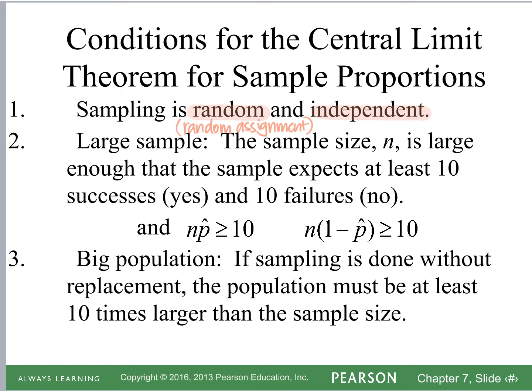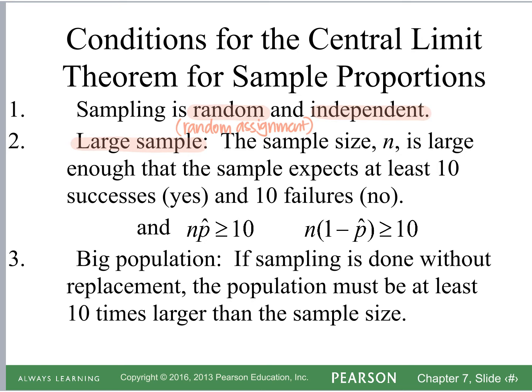Okay, and the second one, large sample size, right? These come from the gold standard as well. Previously we were thinking that, okay, it has to be large, but we didn't have an actual way to calculate if it in fact was large enough. So here's how you would calculate it. The sample size, n, is large enough that the sample expects at least 10 successes and 10 failures. Successes meaning the probable outcome that we're looking for, and failures being its complement.